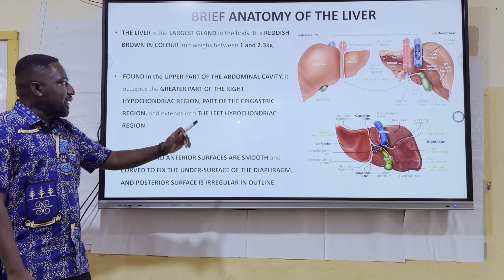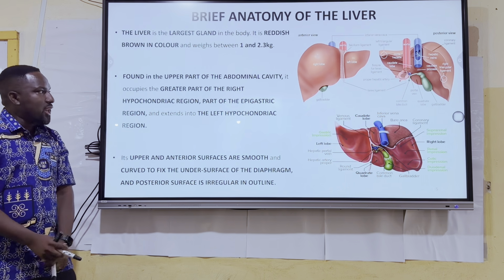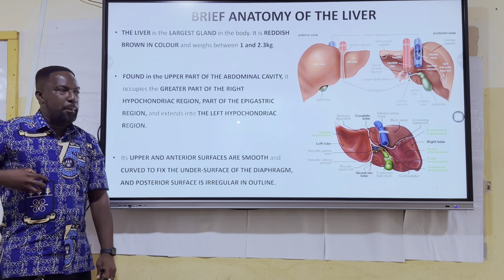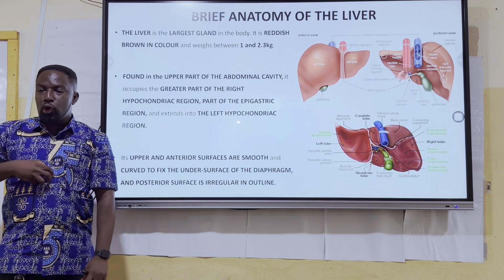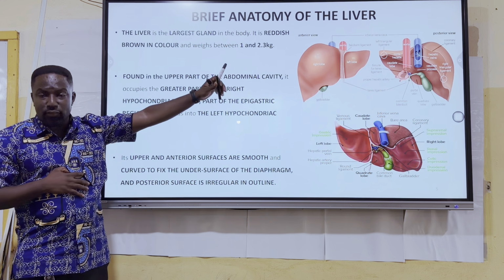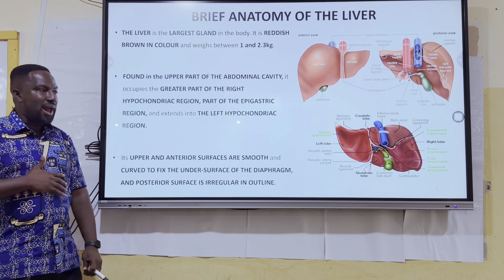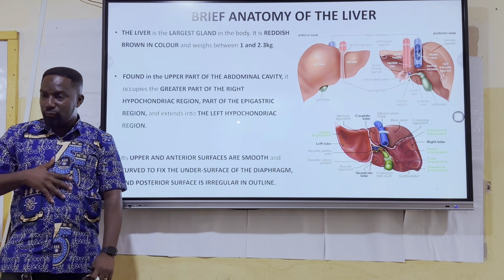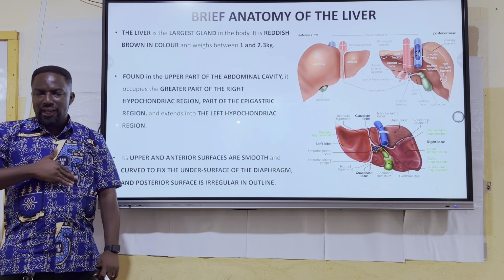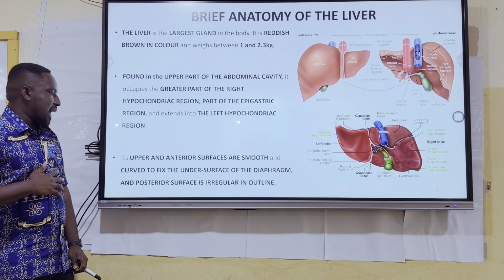Reddish brown in color, it weighs between 1 and 2.3 kilograms. It is found in the upper part of the abdominal cavity. It starts from the right hypochondriac region, and then it moves all the way to the epigastric region, and some parts of the liver, that is the left lobe of the liver, also move toward the left hypochondriac region of the abdominal cavity. In Anatomy 1, we learned the 9 regions of what? The abdomen. So from the right hypochondriac, it comes into the epigastric region, and then it ends in what? The left hypochondriac. So that is the location of the liver in the abdomen.